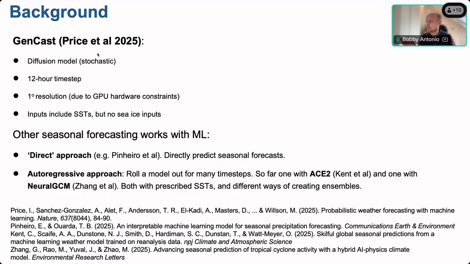So Chris Kent et al. used the ACE2 model with prescribed SSTs. And there's been another one with NeuralGCM. The NeuralGCM one was actually more focused on storms, so it was a little bit different, but the ACE2 one was similar to what we're doing. It's over the boreal winter. They're both using prescribed SSTs. I think what's interesting as well is that ACE2 is not a stochastic model, so they create ensembles using lagged ensembles. NeuralGCM also creates ensembles using perturbed initial conditions. So it's interesting because GenCast is more fundamentally stochastic, so we could see some difference there.